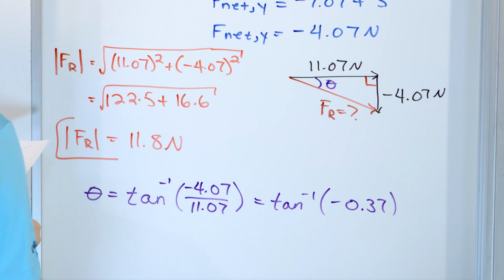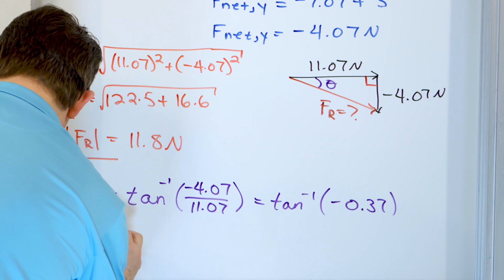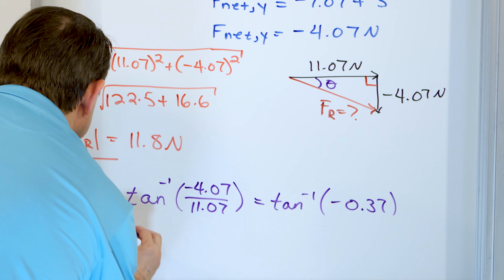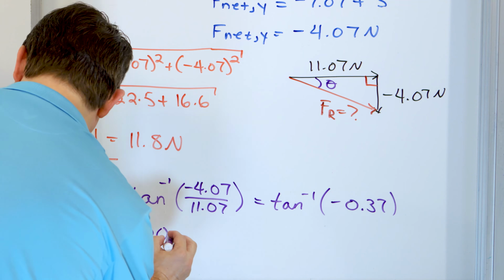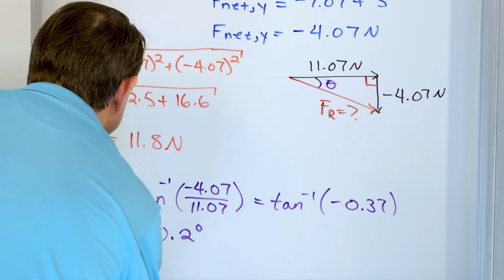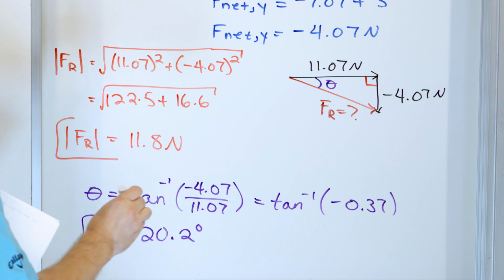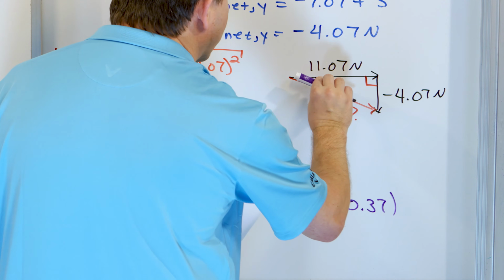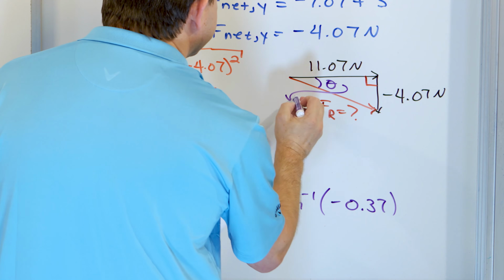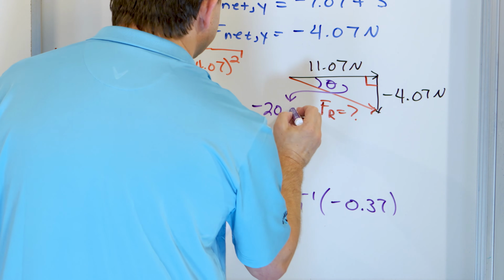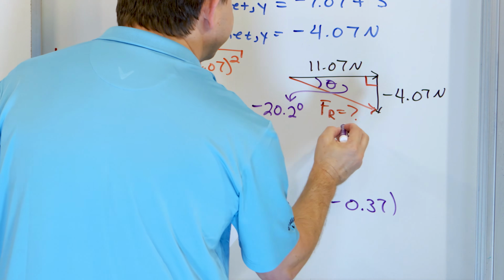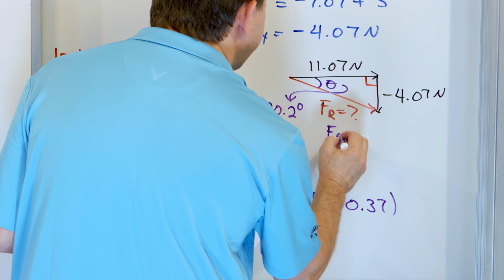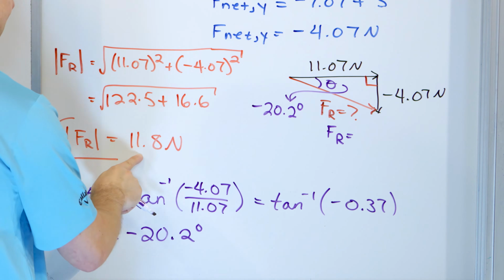And when you take the inverse tangent of that negative number, what you get is negative 20.2 degrees. What does that mean? That means that it's acting below the horizontal. So this is negative 20.2 degrees. And this guy, F sub r, the resultant, is 11.8 newtons.